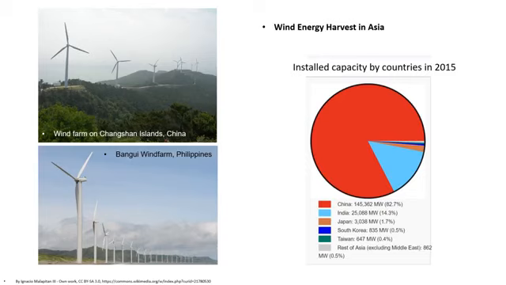Here is a pie chart representing wind energy harvest in Asia as of installed capacity by the countries in 2015. China leads the league, followed by India, Japan, South Korea, Taiwan, and the rest of the Asian countries, which collectively produce 862 megawatt, that is 0.5%.